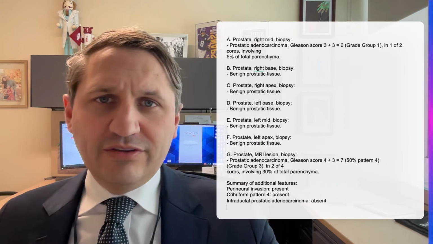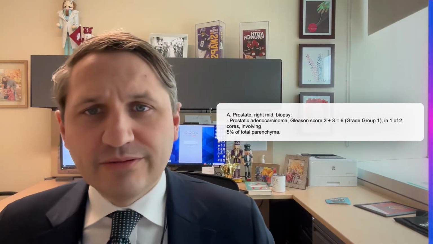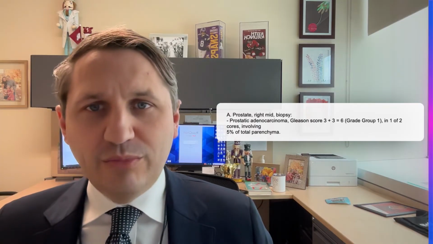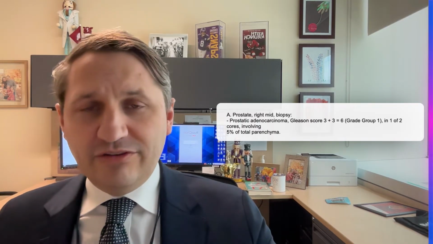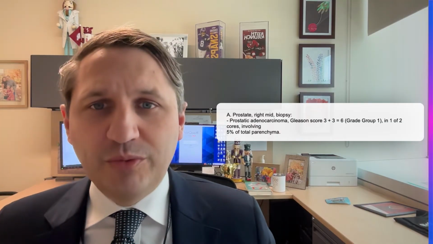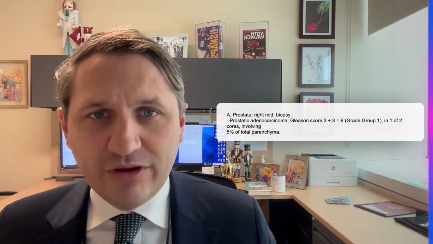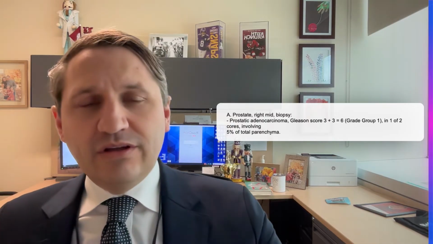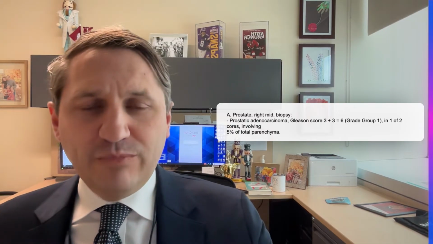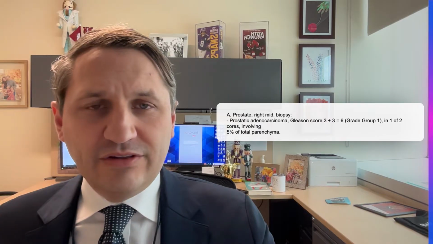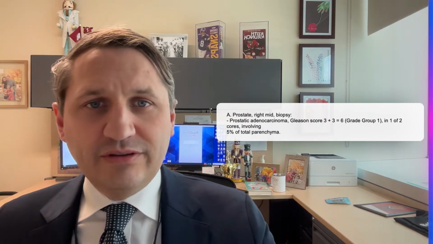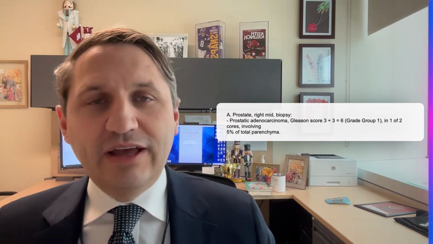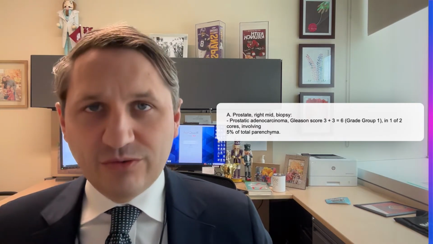As we look at this, I'm going to zoom in on the top one here. This sample was taken from the right mid portion of the prostate, and it does identify what we call prostate adenocarcinoma, or Gleason 6 prostate cancer. The thing that I like to point out here is that the Gleason score is 3+3, meaning 6, and that puts it into a category called a grade group.